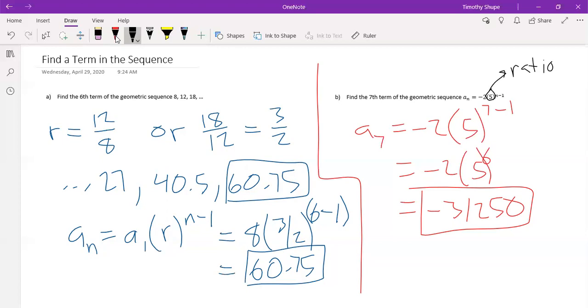So if we're trying to find terms in a sequence, we can either find the ratio and multiply by that ratio as many times as we need to get out to the desired term. Or if we have the equation, we can plug that desired term in and we can get straight to whatever term we're trying to find.